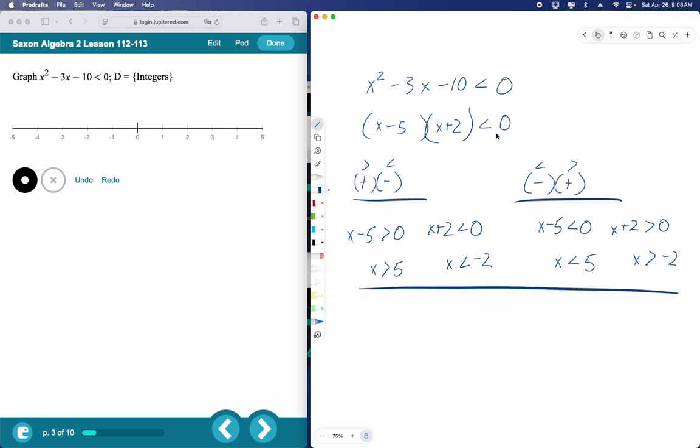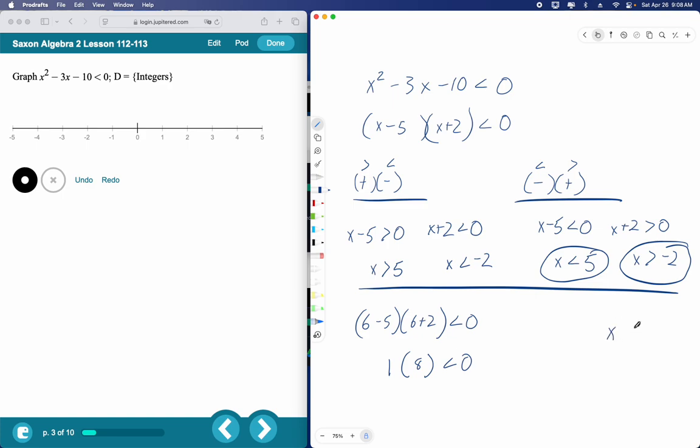We go back to here. A number greater than 5 would be 6. So 6 minus 5, 6 plus 2, less than 0, because that's the original inequality. 1 times 8 is not less than 0, so it's going to be this one and this one. We can rewrite that, I do believe.